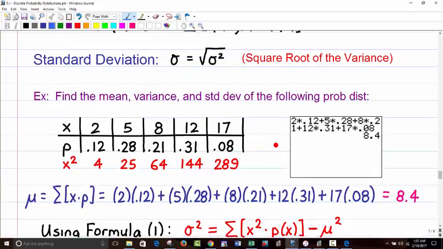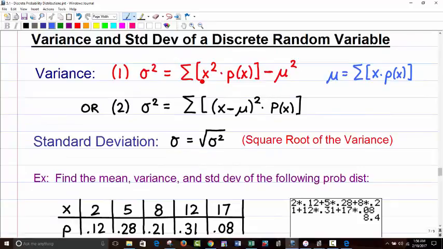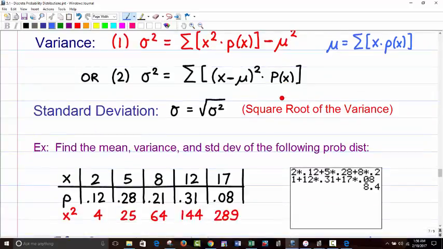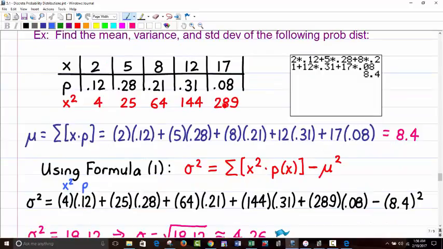So I'm going to do this using that formula in red. That's the one I like better. Where we go x squared times p, add all those up, and then just subtract the square of the mean. So the first thing I'm going to do is get the mean. I did right here. So mean is just your standard xp, xp, xp, xp, xp. Add them up, and you get 8.4. So there's the calculation for the mean.